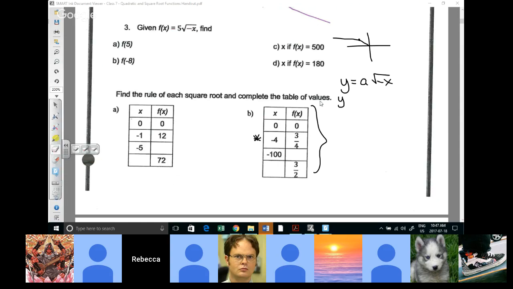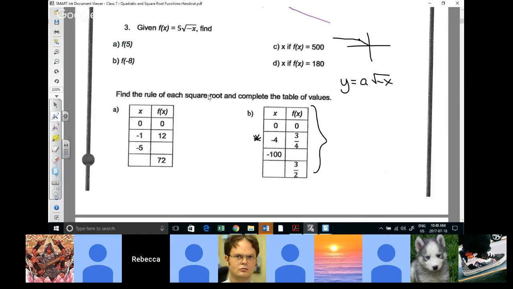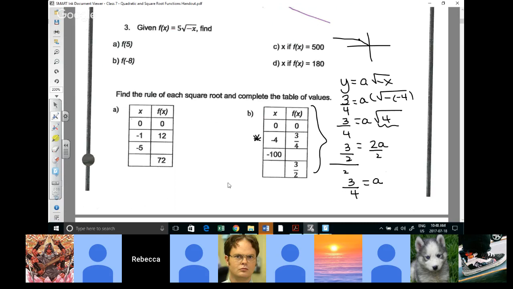We have 3/4 equals a square root of -4. So we have the root of 4. The root of 4 is just 2. And if I divide by 2, this gives me 3/4 is my a. So my rule is y equals 3/4 root of -x.